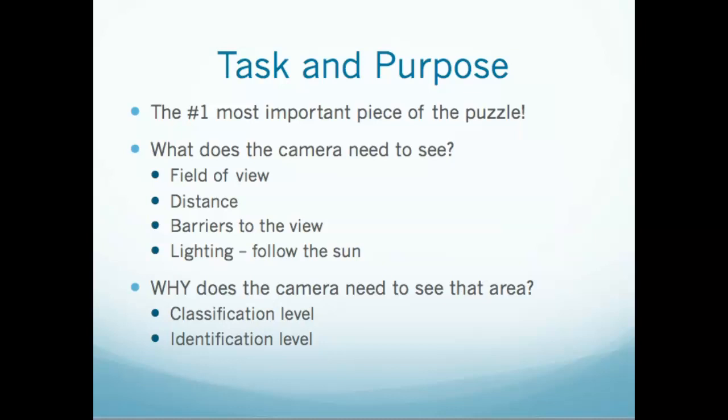Task: what does the camera need to see? What's the camera going to do? It's going to look this way and take in this field of view. Why is it doing that? Because I want to see faces and license plates, or I want to see direction of travel, or I just want classification level of anybody walking up to my fence line on the outside, or I want identification level on cameras on the inside so I can tell who just walked into the file room, right? So you need to determine your task and purpose.